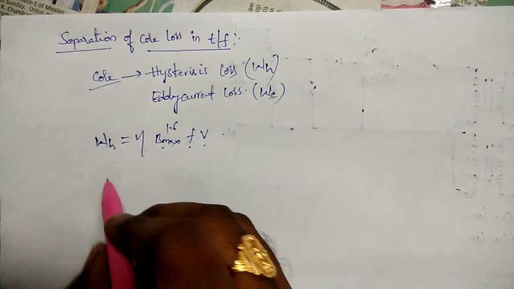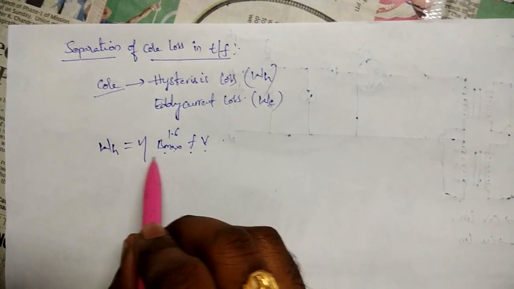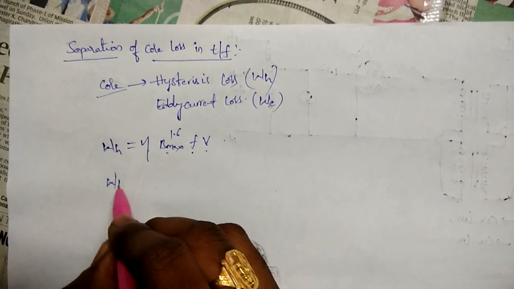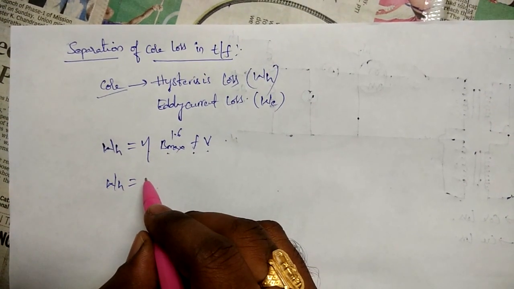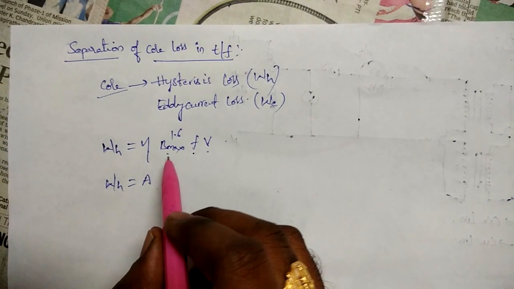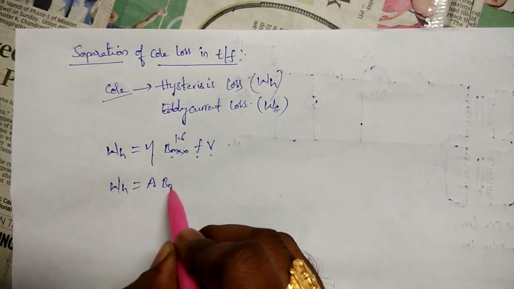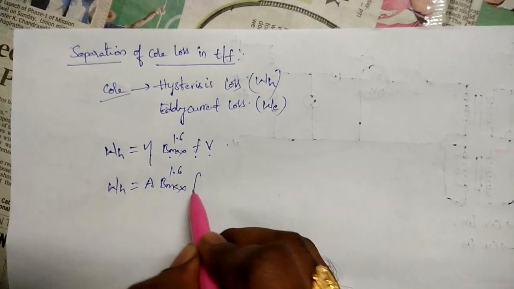Now, the volume of the core is constant and eta is also constant. So WH is equal to some constant A into Bmax whole power 1.6 into F.